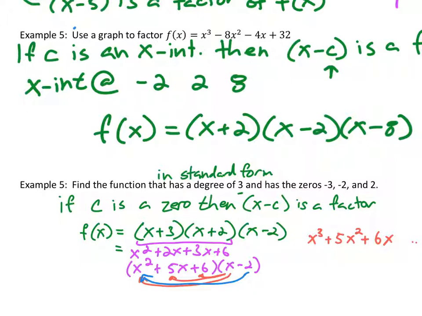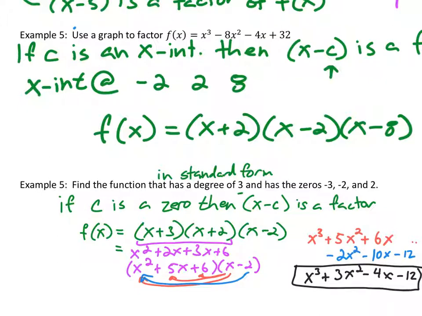So negative 2 times x squared, we'll line that up right here. You'd have negative 2x squared. And then negative 2 times 5x would give me negative 10x. And then lastly, negative 2 times a positive 6 gives me negative 12. Since I have my terms all lined up, I can just add vertically, and I come up with x cubed plus 3x squared minus 4x minus 12. So there is our polynomial.